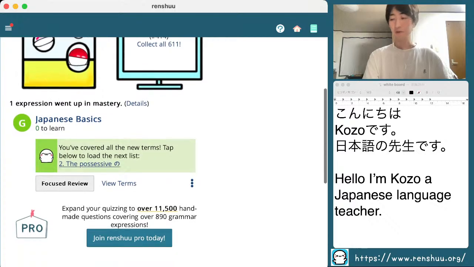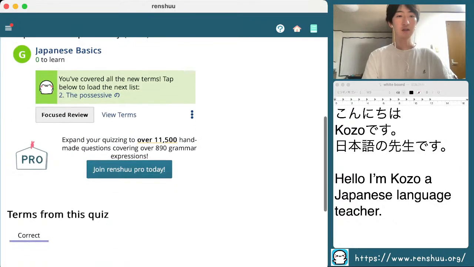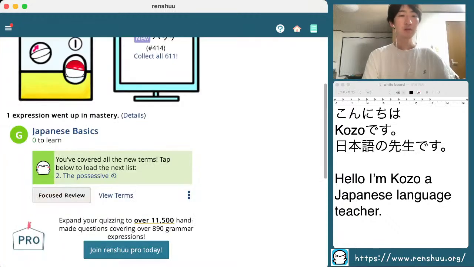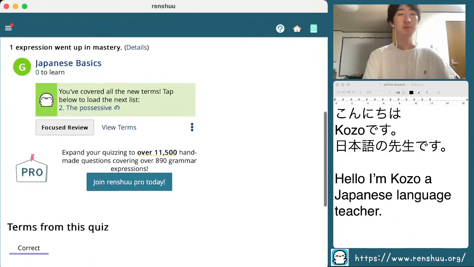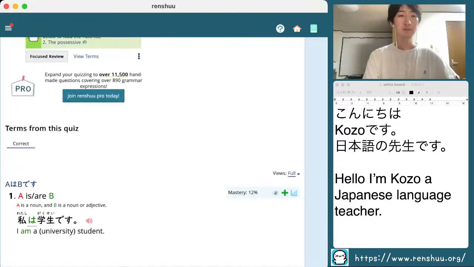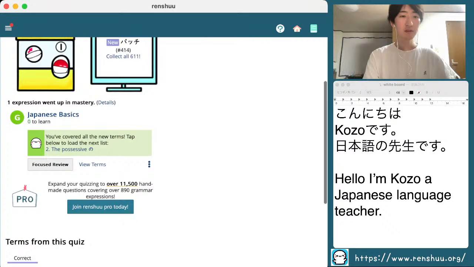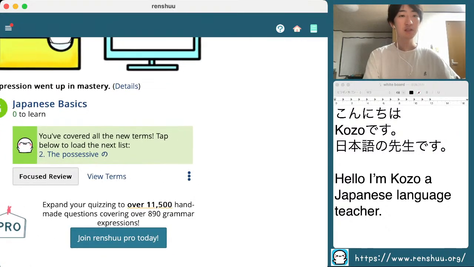Okay, I think this is the first quiz, the first practice of this app. If you have covered all the new terms, tap below to load the next list. And the next one is the possessive の.